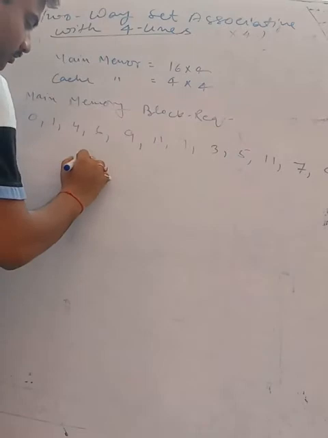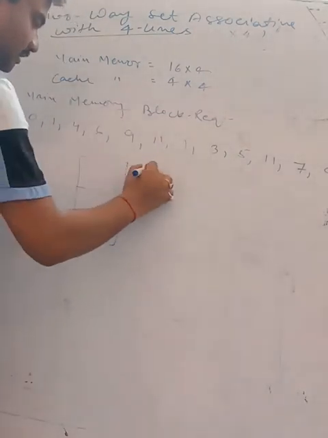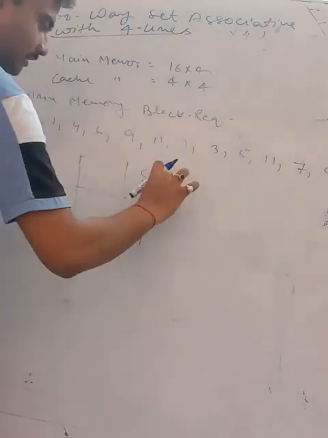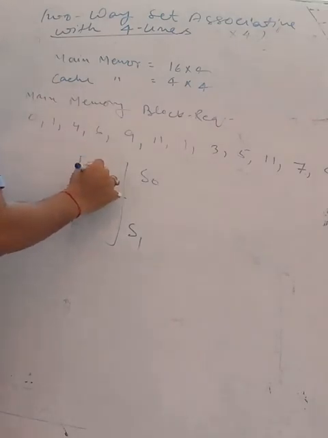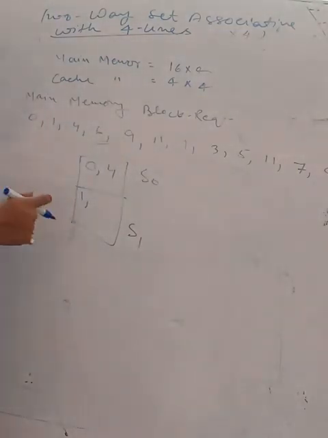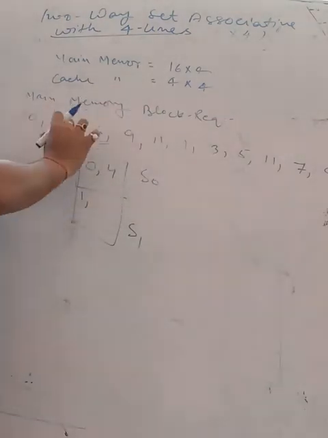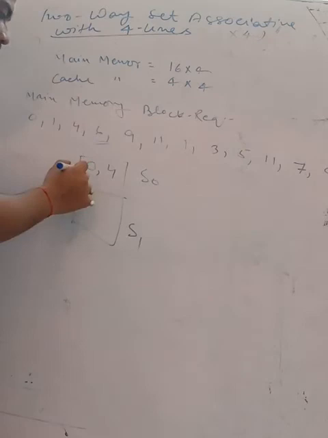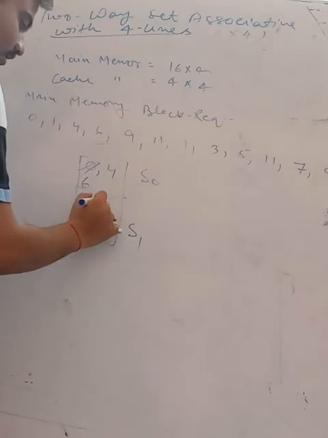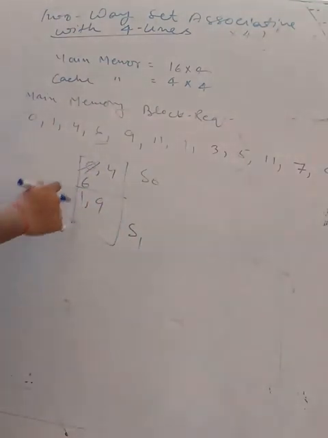So we have two sets of the cache memory, S0 and S1. Each set may store 2 blocks. Then how will we switch? Block 0 will be stored here, block 1 will be stored here, block 4 will be stored here, and block 6. How will block 6 be stored? Because 2 blocks are already stored, block 6 will be stored at the position of block 0, because 0 was inserted very first. Block 9: here S1 has one empty block, so 9 will be stored here.